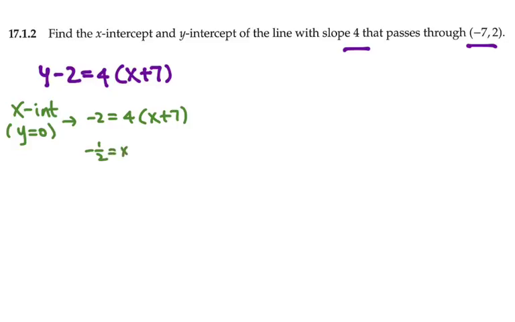By dividing by 4, we get negative 1/2 on the left side. Then ultimately x becomes negative 15 over 2. That becomes our final answer. So that means negative 15 over 2 becomes our x-intercept.